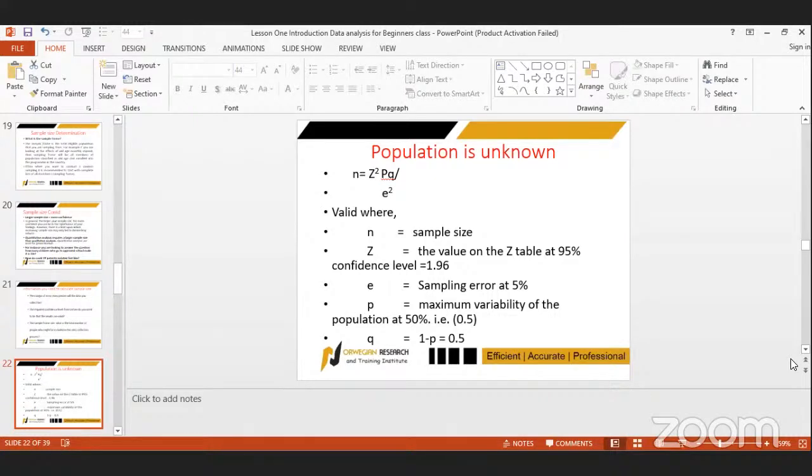The only thing that I need now to emphasize is the concept of this variability of 50%. If we don't know it, then we normally use 50%. So we are going to look at examples of how you can do this. Let's move to the second slide.